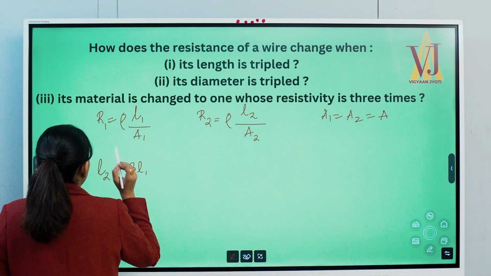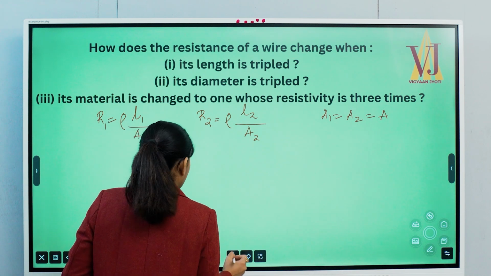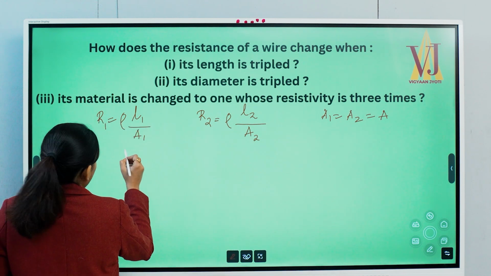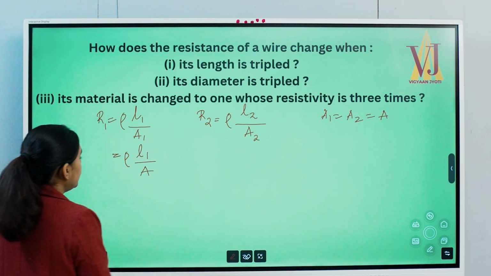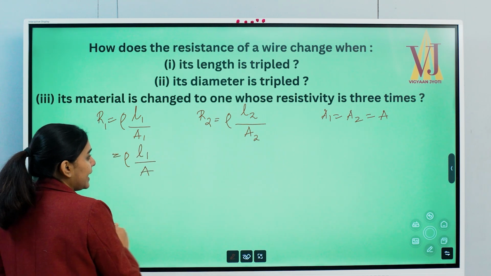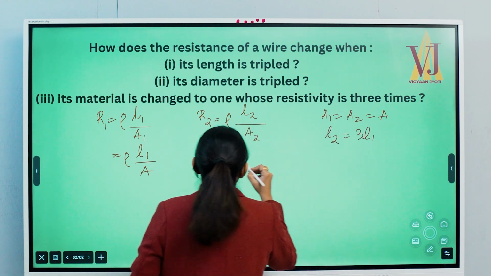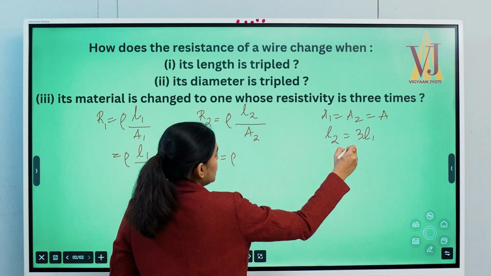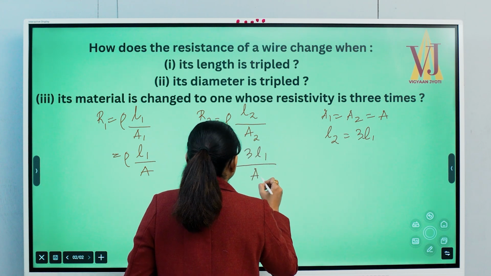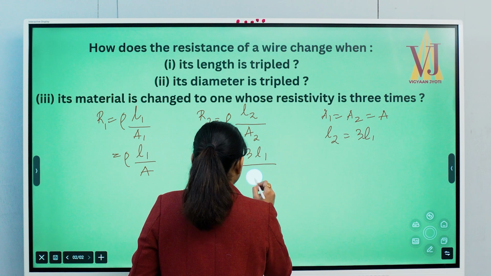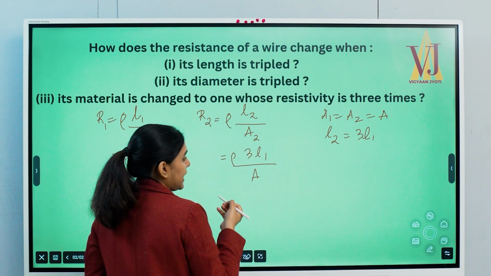So we can just write R2 equals rho L2 by A2. What is the parameter that has changed? That is L2, which equals 3L1. Now we can substitute L2 with 3L1, and A2 we can write as A1, and also A, because after all they are the same.